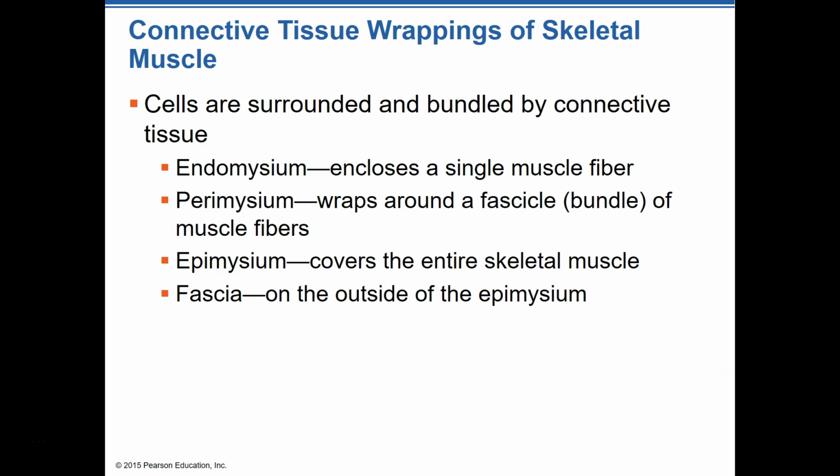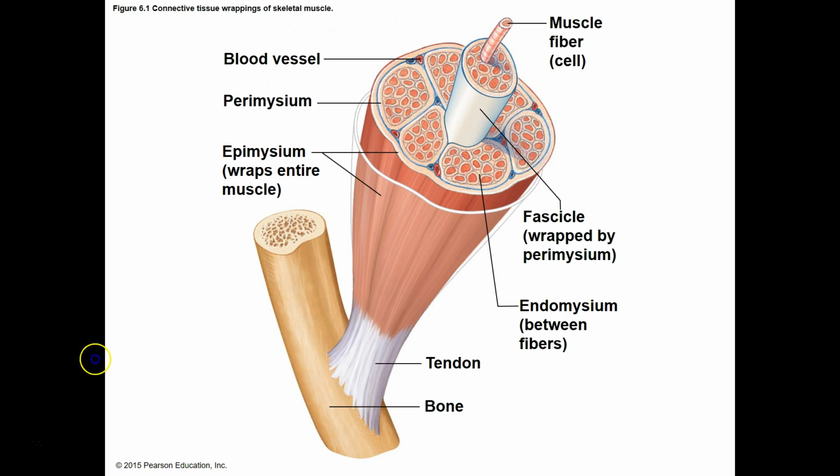And then, of course, the fascia is what's on the outside of the epimysium that kind of attaches it to other attachment points, such as the bone. So the endomysium goes around a single muscle fiber or a muscle cell. Remember, muscle fiber and muscle cell should be interchangeable. Perimysium is around a fascicle or a bundle of muscle fibers. Epimysium covers the entire muscle, and a fascia is what actually attaches it to other attachment items, such as a tendon or something like that.